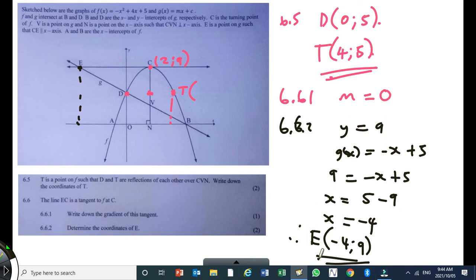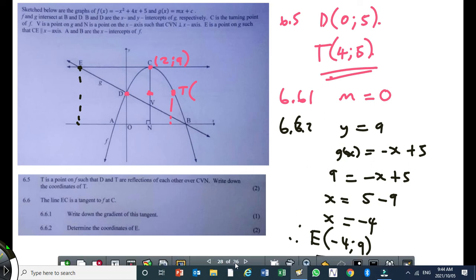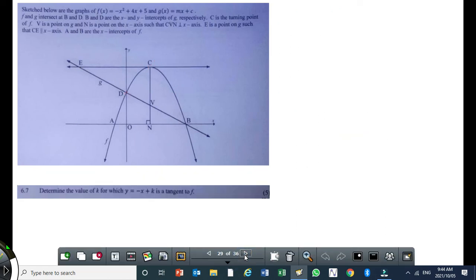You following that? To be honest with you, this question wasn't as difficult as you might have thought. Then 6.7 says determine the value of k for which y equals minus x plus k is a tangent to f. If y equals minus x plus k is a tangent, it means the gradient of the tangent is equal to the gradient of the function at the point of contact.